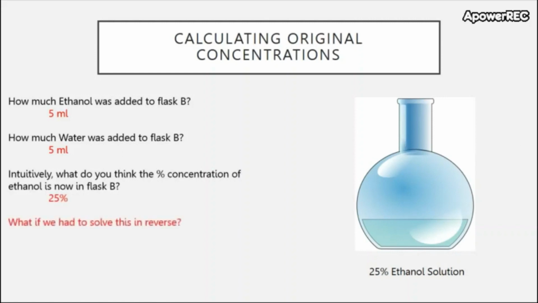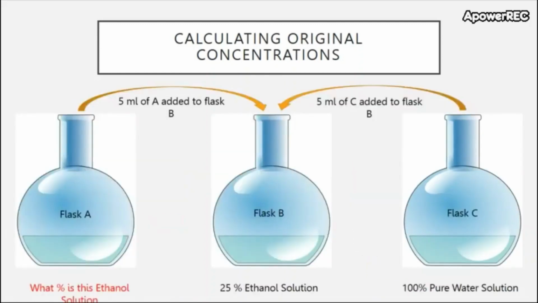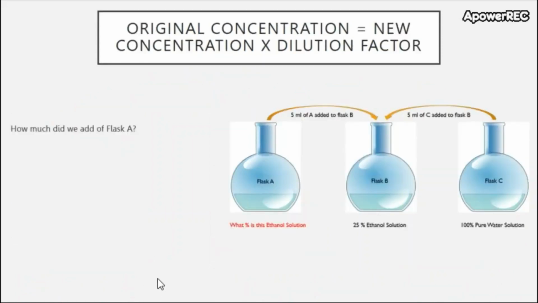So what if we had to solve this problem in reverse? So now, let's say you know that you have a 25% solution of ethanol, and you know how much you added of each of these compounds. Can we calculate what the original percentage of ethanol is? Of course. Let's do this. So how much did we add of flask A? We added 5 mils. How much did we add of flask C? We added 5 mils. Therefore, what is the total volume of flask B? It's 10 milliliters.